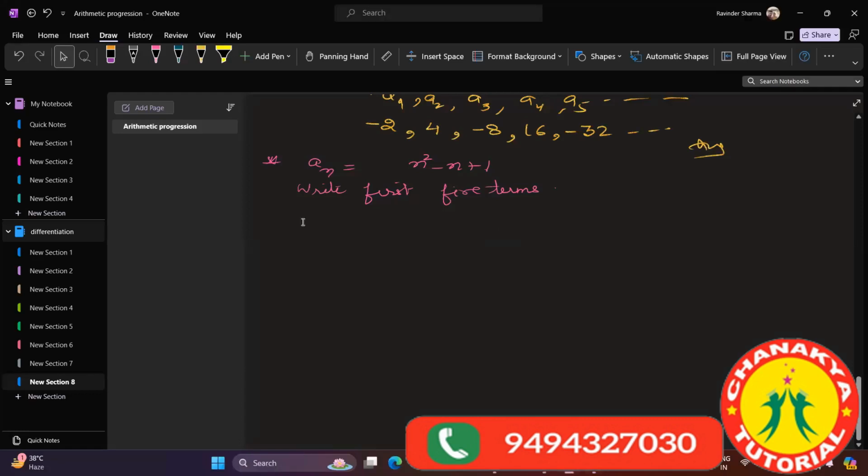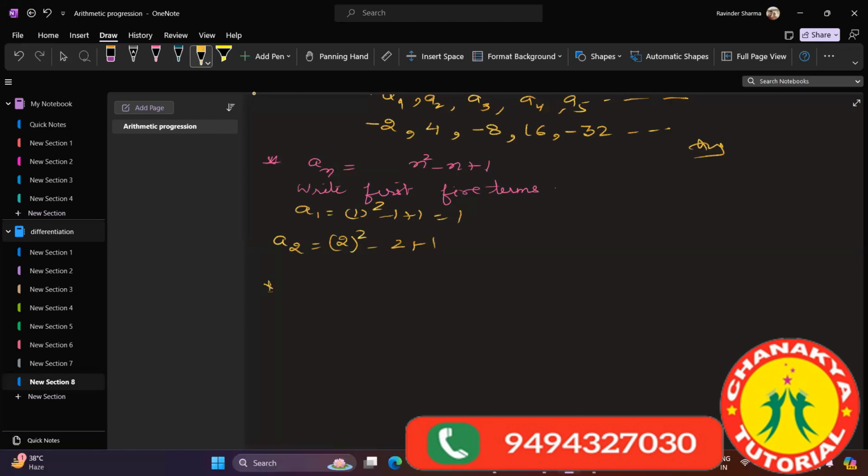Yes, children, you all have done the correct. So you have put here 1, 2, 3. A1 is equal to 1 square minus 1 plus 1, it will be 1. Then A2 will be 2 square minus 2 plus 1, in this way, right?